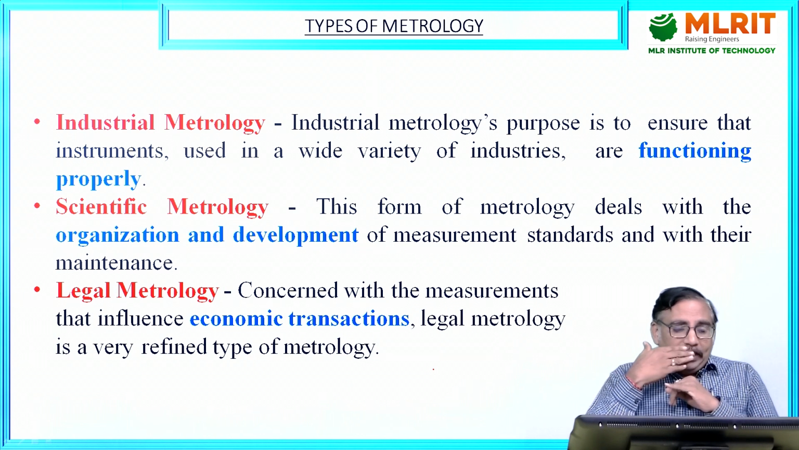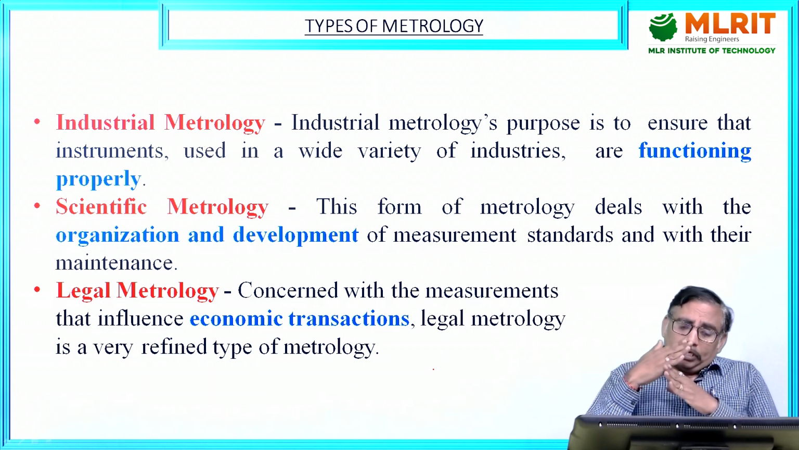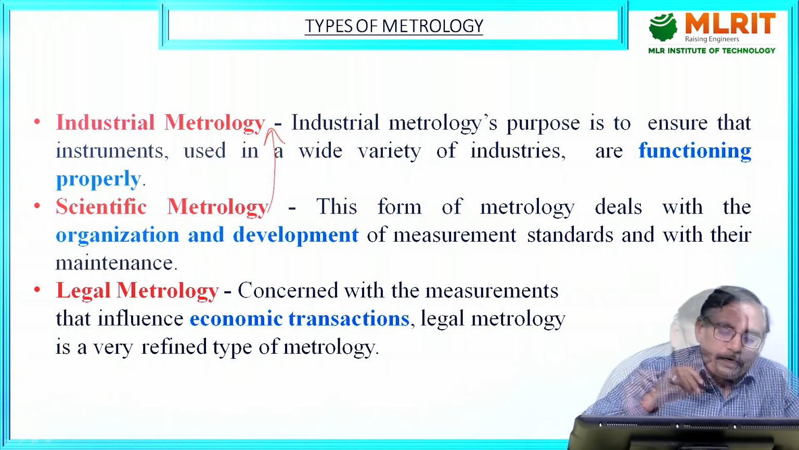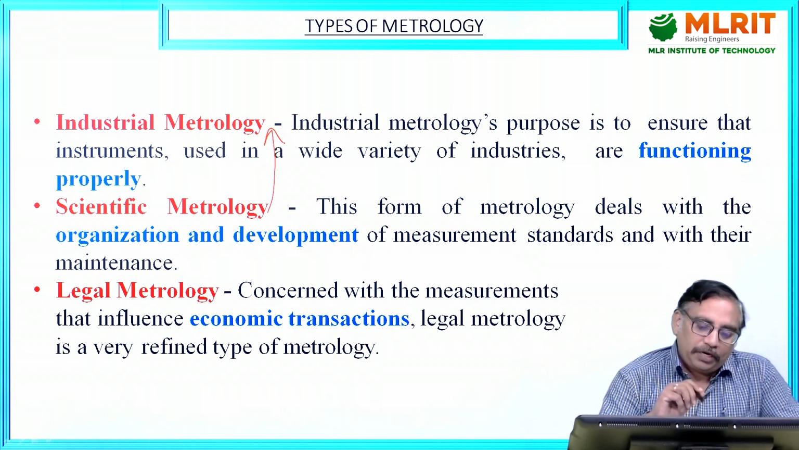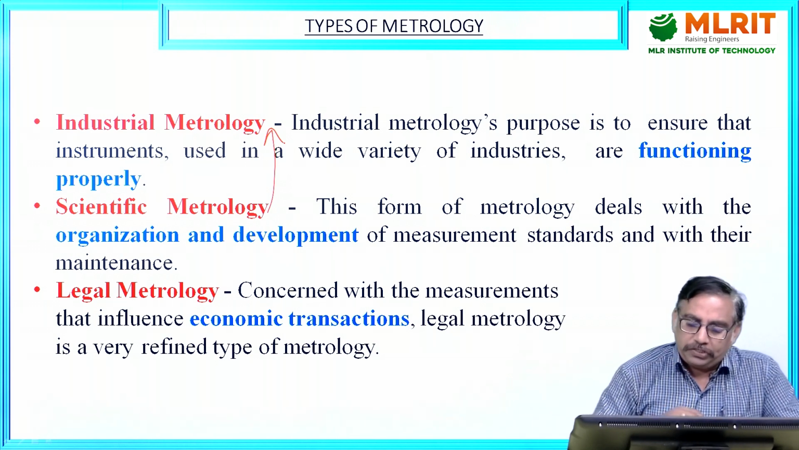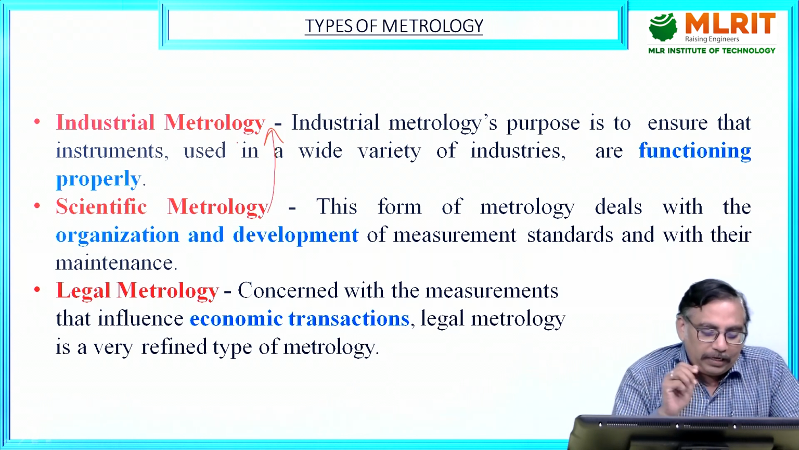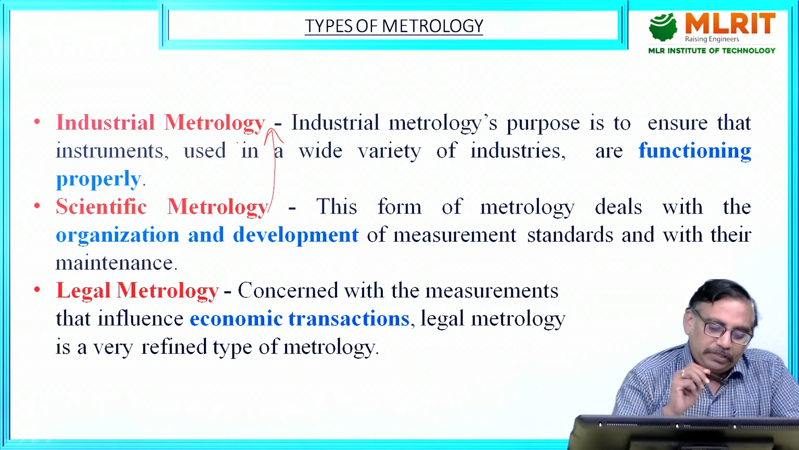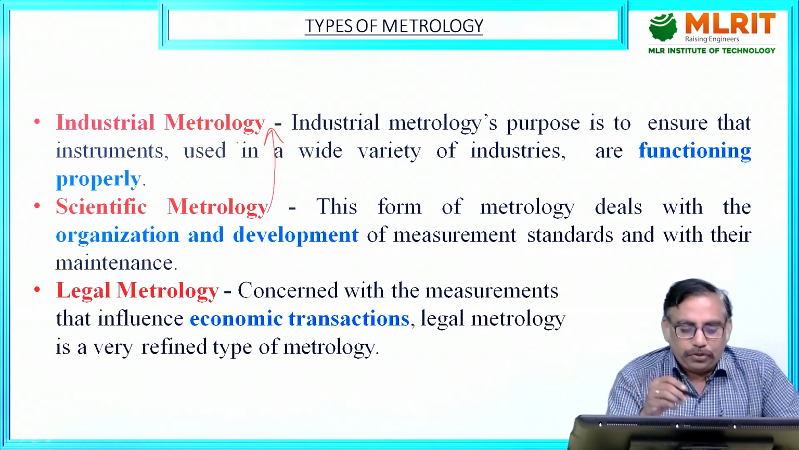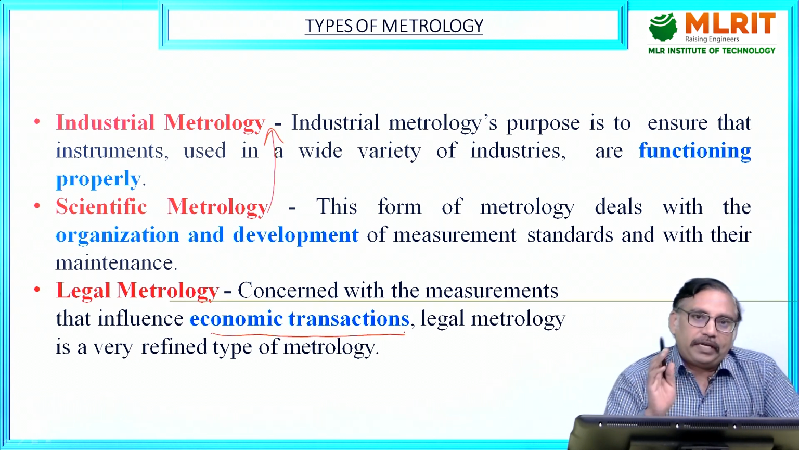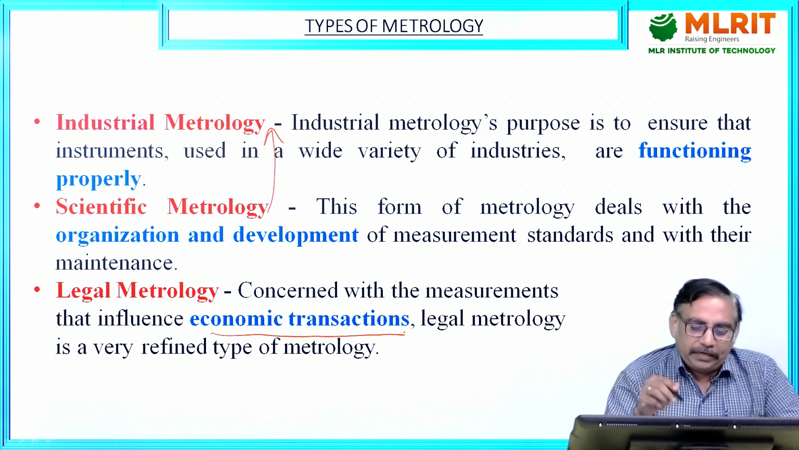So coming to legal metrology, this is totally concerned with legal, that is, economic transactions. So the measurements that influence economic transactions. Like we said, scientific metrology and industrial metrology are interrelated. All equipment for which organization and development have been done with the measurement standards are linked and used for industrial metrology. Legal metrology is concerned with the same measurements, as the name itself is saying, legal. Legal in the sense it should be economically feasible for us. So it is concerned with the measurements that influence economic transactions, and legal metrology is a very refined type of metrology.